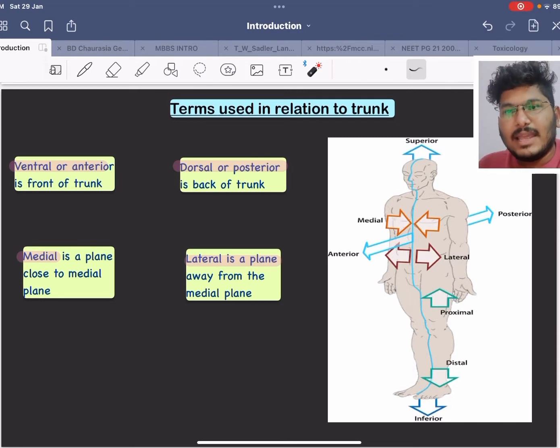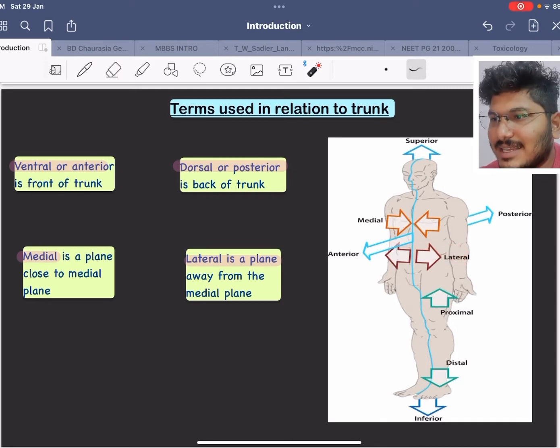Similarly, what is medial? Medial is a plane which is close to the medial plane. Lateral is a plane which is away from the medial plane. As shown in the picture, any plane which is close to the medial plane is medial, and any plane which is away from the medial plane, we use the term lateral.